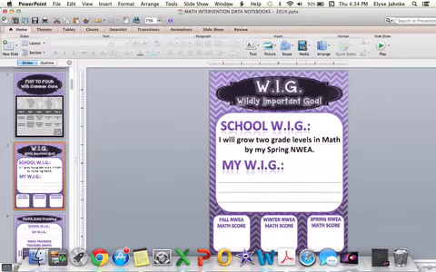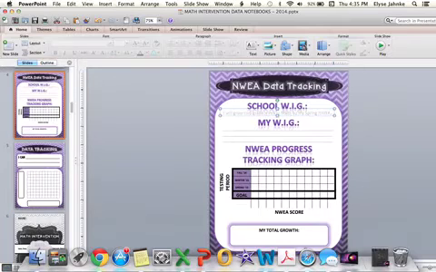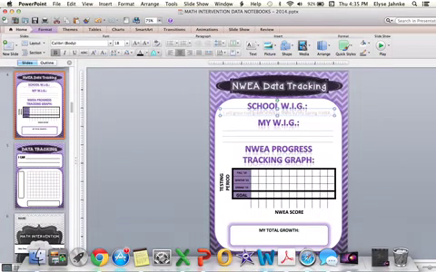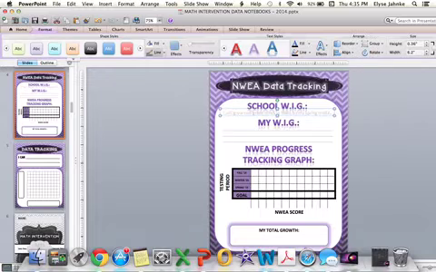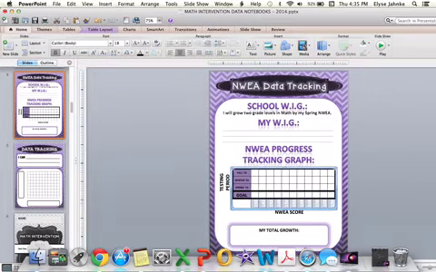Here's one way where they can just write their WIG and then the fall, winter, and spring scores. Here, we also talked about having them graph it. So we could do it like this, where here is the WIG, and sorry, this should be black. And then their WIG, and then they can track their progress. They can graph it. And here, those should be black as well.